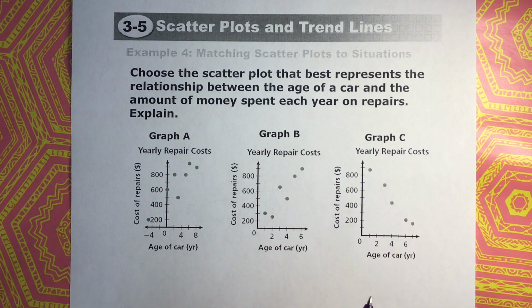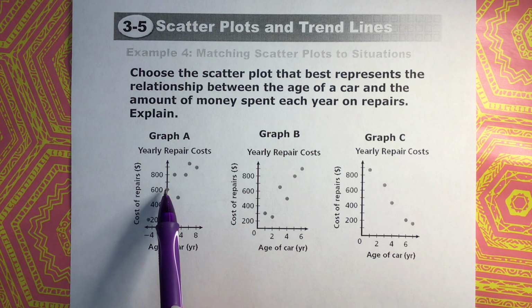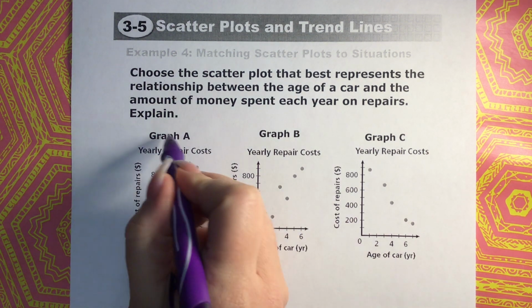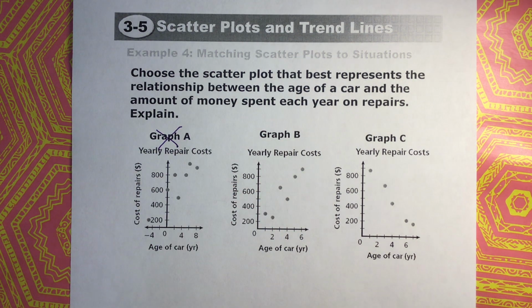So, this one has a negative age of a car, and this one says when the car is 0 years old, the yearly repair cost is $600. I would say no on this one. This one just doesn't make any sense. Okay. How about this one?